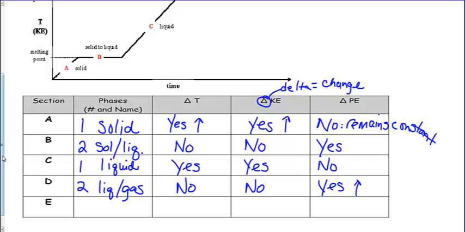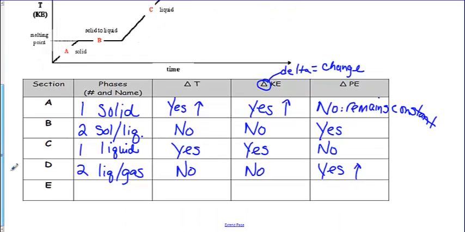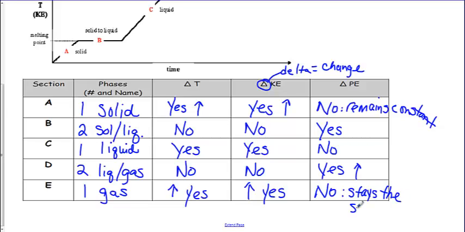Okay, and last section, E, all the way up at the top. Only one phase, gas. Very good. Okay, and is there a change? Temperature increases, yep, and kinetic energy also increases. And how about potential energy? Potential energy remains constant. Okay, so there'll be no change. Stays the same. Very good.